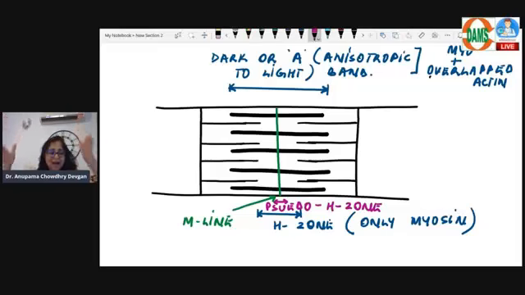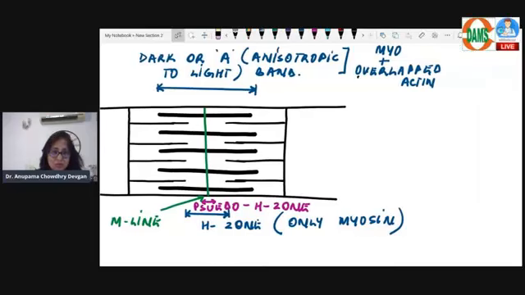Please try and see this once again. You have a dark band. What is the dark band? The dark or the A band is anisotropic to light. It is myosin plus overlapped actin. Within the dark band, you have a slightly lighter area, which is called the H zone. Within the H zone, you have a still lighter area on either side of the M line, and that is called the pseudo H zone. So let's try and understand how the pseudo H zone is formed.